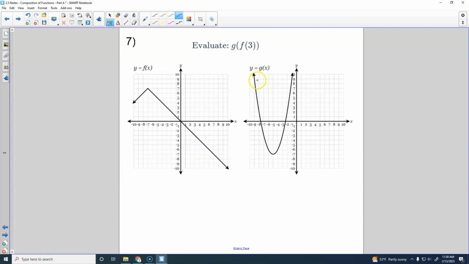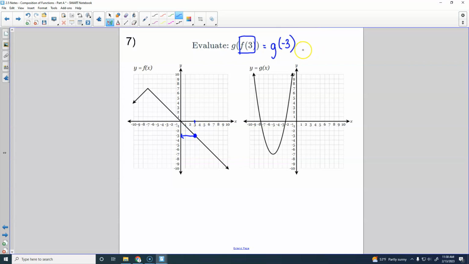All right, so for this one, you're doing the inside first, which is f of 3. So f is on the inside first. We need the f function. The x coordinate is 3 right here, which is going to be this point. The y coordinate that goes with that is -3. So this is going to equal g of -3.